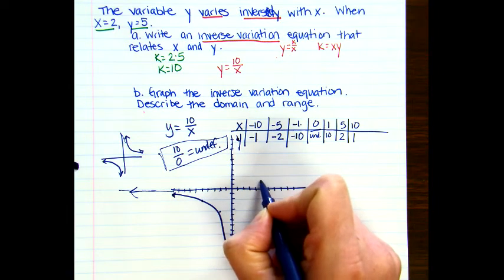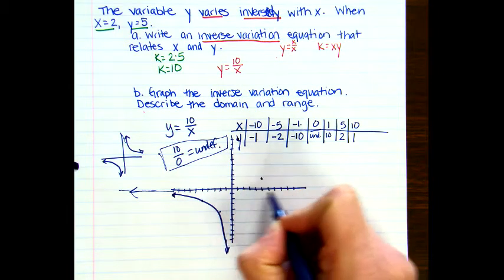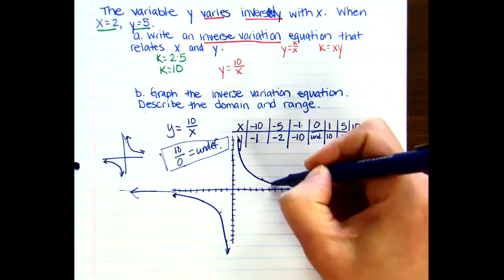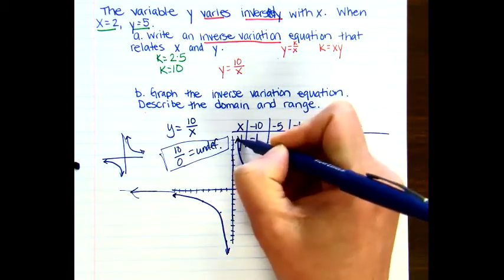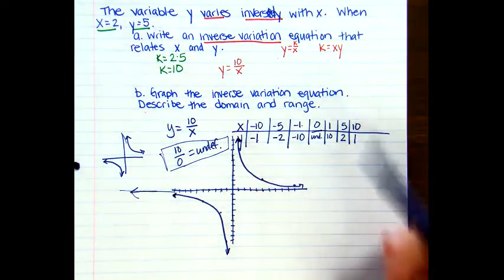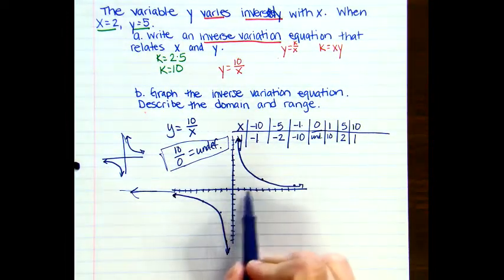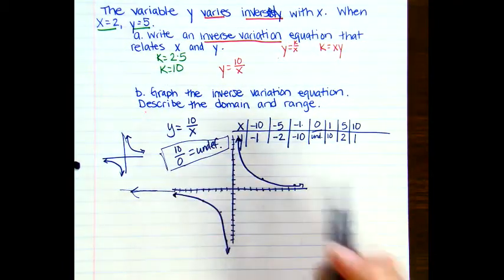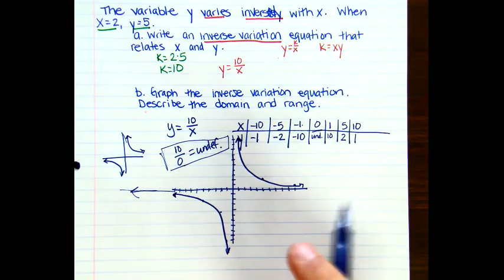5, 2 is going to be right about here. And then 10, 1 is going to be here. I'm going to get a mirroring curve over on this side with the same situation. I can never touch the x or the y axes. So this is what your inverse variation graph is going to look like.